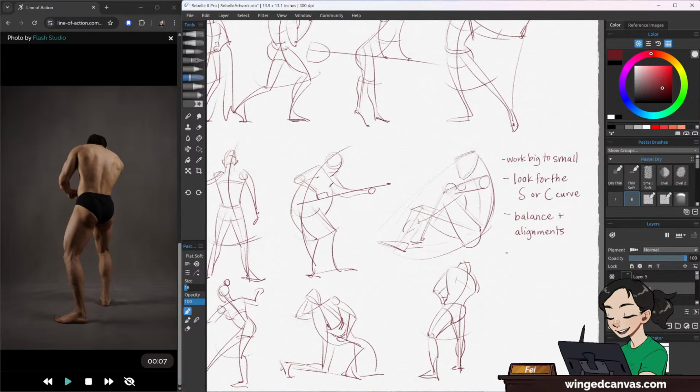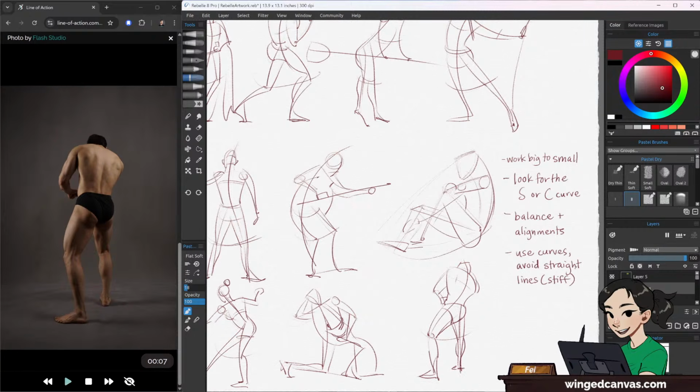And when you draw gestures, use curvy or wavy lines. So use curves, avoid straight lines that feel stiff, right? You want to try and draw curves as much as possible.